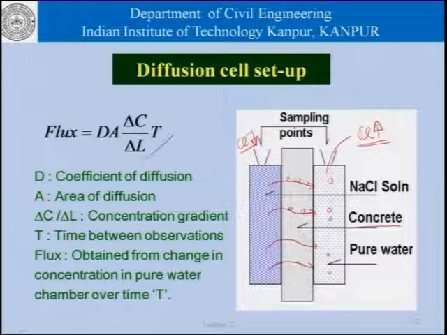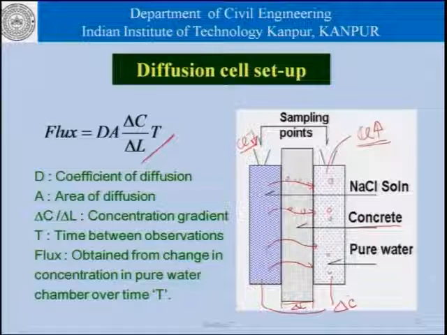This is the flux, that is the amount of chlorides or the chloride ions that are moving in a certain time. So, there is an area which is involved, there is a diffusion coefficient involved, there is a concentration gradient in terms of delta C by delta L, where delta L is this length here and delta C is the difference in concentration of chloride ions at the two ends. T is the time between observation, and flux is obtained from the change in the concentration in the pure water chamber over the time t.